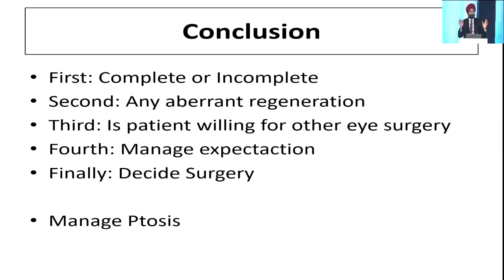So one, we have to look at whether it's a complete or incomplete third nerve palsy. We have to see if there's any aberrant regeneration. We have to see if the patient is willing to operate on the contralateral eye in those cases. But most importantly, we have to establish the expectations. We have to let them know that these are cases where there will be undercorrections, sometimes rarely overcorrections as well, and that the ocular movement does not come fully, as you had seen in all those 9 cases, despite a full surgery. And it's only after that that you plan your surgery in an individualized manner and proceed with that.